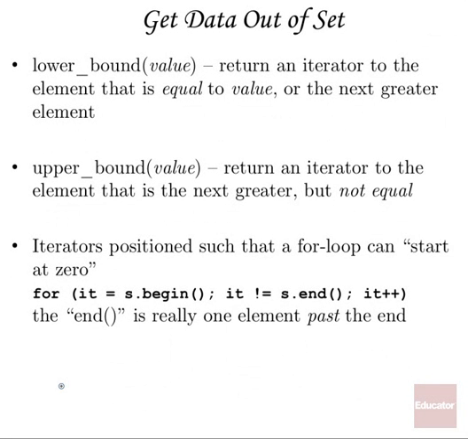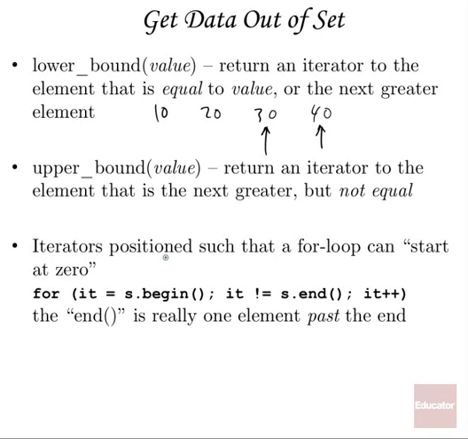We have lower bound, which returns an iterator to the element that's equal to that value or the next greater. If it's not there, it goes to the next one. So say we had 10, 20, 30, 40. Find lower bound 25, it returns 30. Upper bound, this will be the next element again. Let's say we look for 35, it will give you 40.